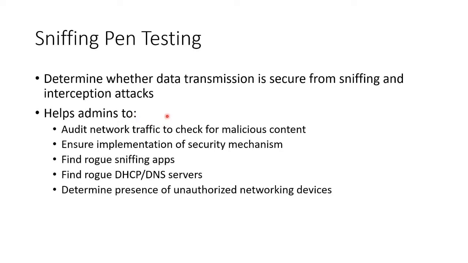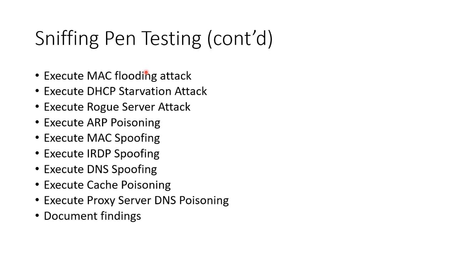So you're going to audit network traffic to check for malicious content, and you're going to ensure that they implement some kind of security mechanism and find rogue sniffing applications and rogue DHCP and DNS servers and rogue responders, and determine the presence of unauthorized networking devices. You'll be, when you're testing, doing MAC flooding, DHCP starvation, rogue server attacks, ARP poisoning and MAC spoofing, and even infrared spoofing, DNS spoofing, cache poisoning, proxy DNS poisoning. You'll do any and all of these things and document your findings.